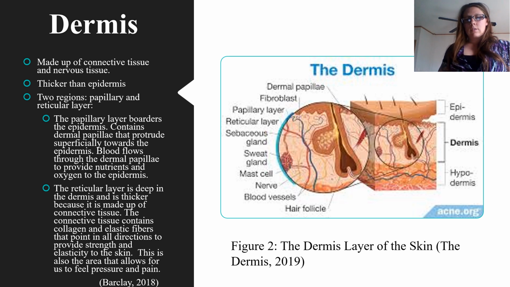The reticular layer is located deep in the dermis and is the thicker portion of the dermis, made up of dense, irregular connective tissue that is high in collagen and elastic fibers. These give the skin its strength and elasticity. This is also the layer that allows us to feel pressure and pain because it contains all of the nerves and blood vessels.